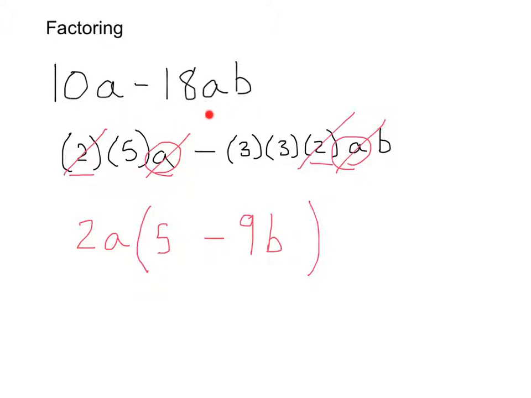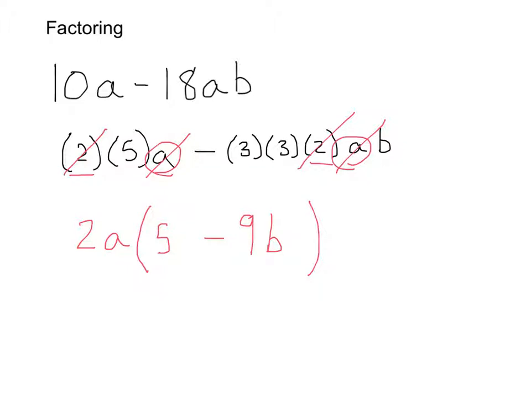Now, I'm saying that I factored my original problem, 10a minus 18ab, right? I'm saying I factored this, correct? And when I factored it, this is what I got. That's a complete factorization. When you hear people say factor, they're going to say factor completely. In other words, if you'd have taken the 2 out, but you didn't take the A out, you didn't factor what? Completely.